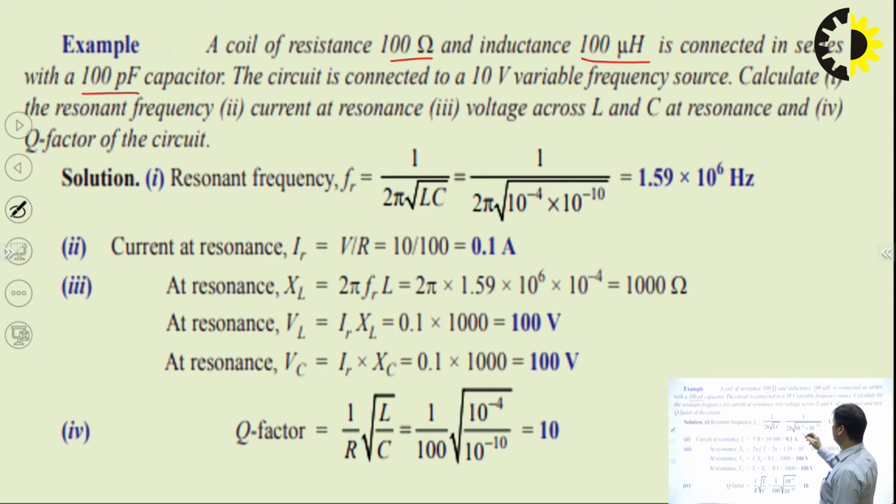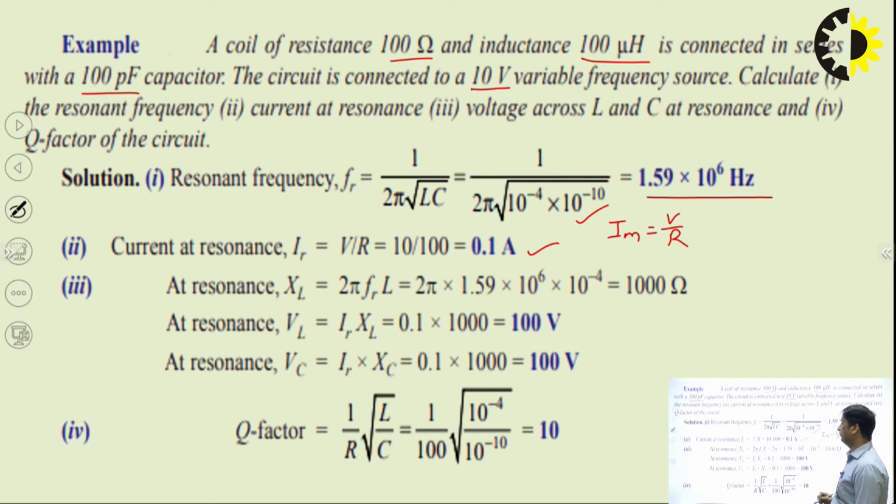The resonance frequency we can calculate by using the formula Fr is equal to 1 upon 2 pi root LC. By direct substitution of the values, you can find the value of the frequency in hertz. Then the current: at resonance the current is maximum and it is equal to V by R, because the impedance is minimum, equal to the value of R. So R is 100 and the voltage is 10 volt, so you can calculate it as 0.1 ampere.